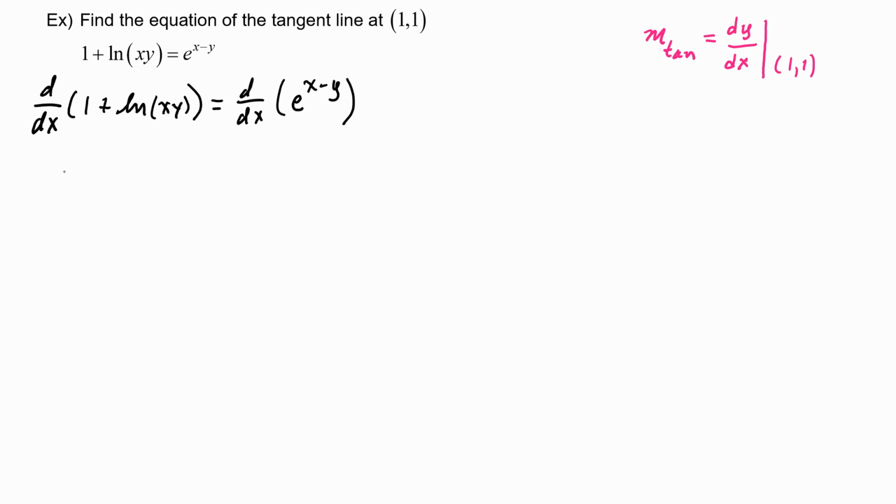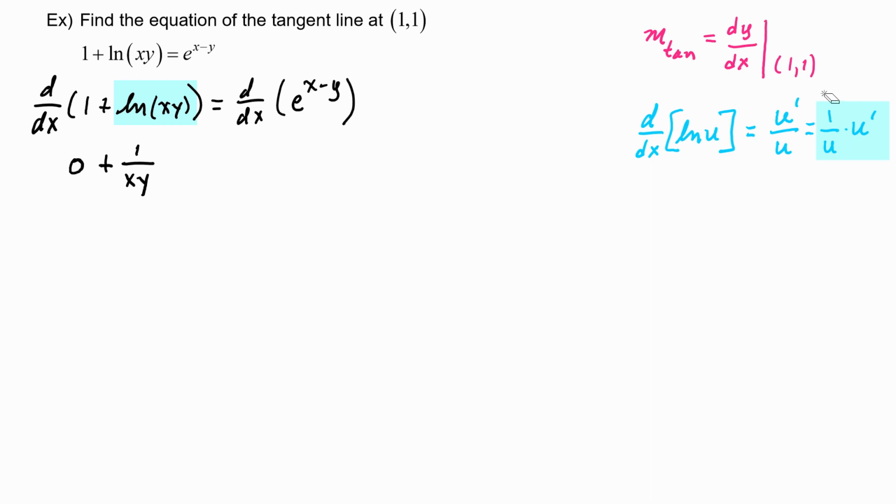The derivative of 1 is 0. Remember that the derivative with respect to x of the natural log of u is equal to u prime over u, or you can write it as 1 over u times u prime. I think I will do it this second way this time. So the derivative of natural log of the quantity xy would be 1 over xy. That's the 1 over u part.